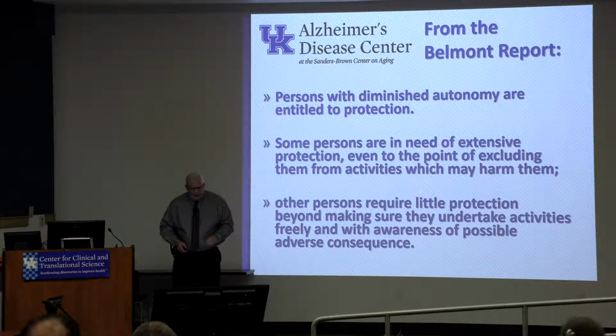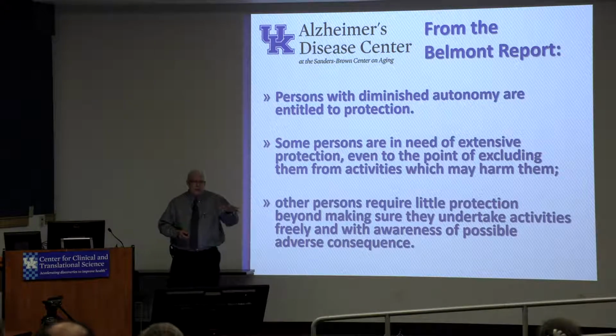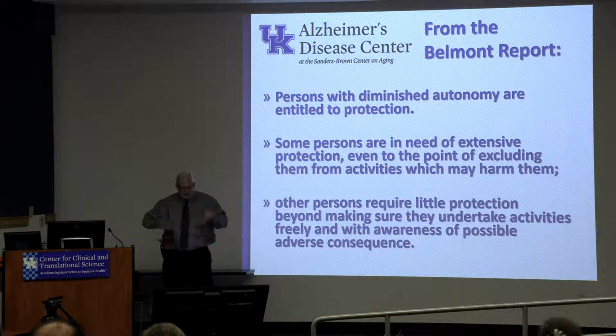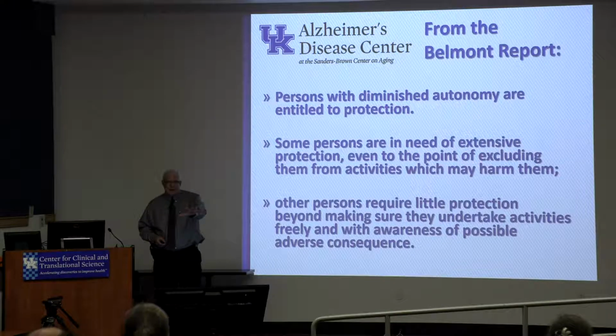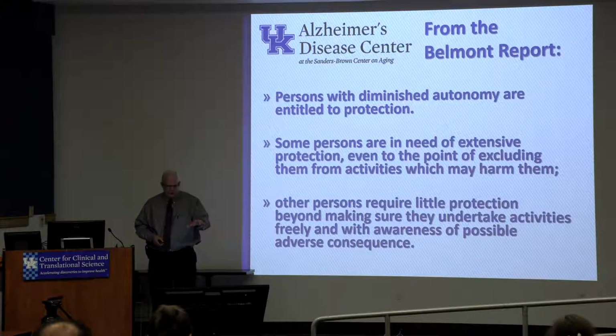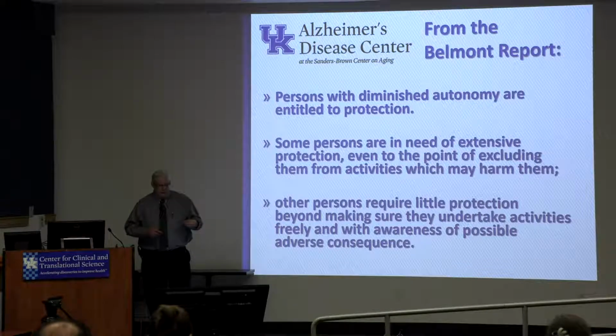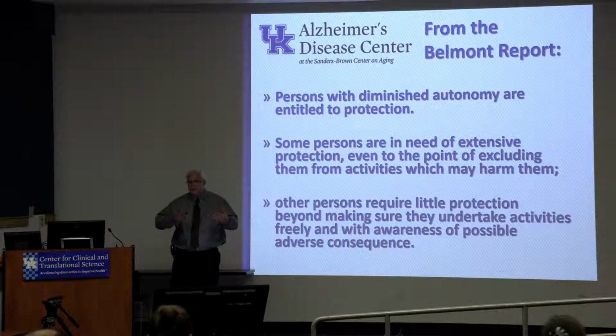And it basically states that persons with diminished autonomy are entitled to protection. This is a rule that we all have to follow. Some persons may be in need of extensive protection, even to the point where we say, you can't participate in this research study, or you can't make this decision yourself in regards to your clinical care. And yet other persons may require very little protection, and so we're always walking a tightrope.